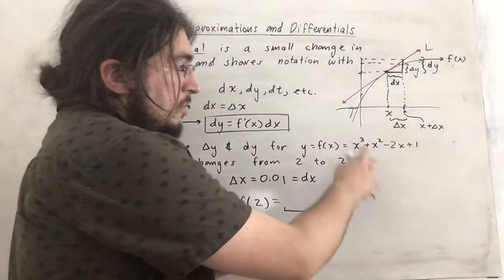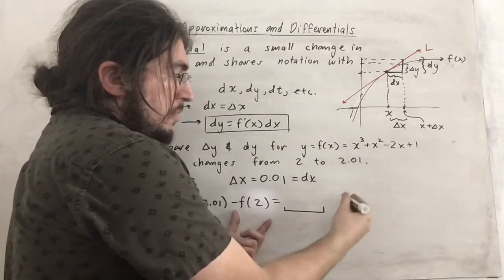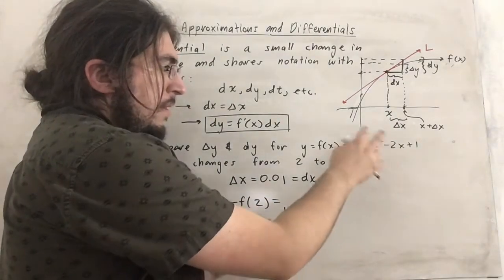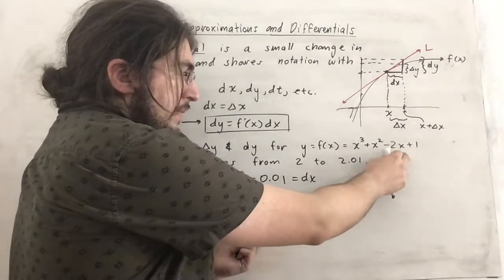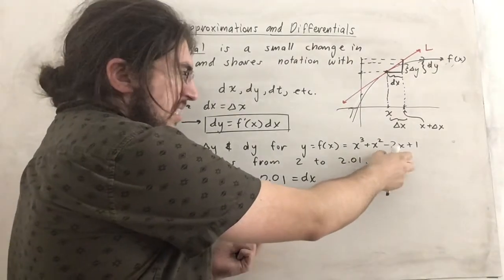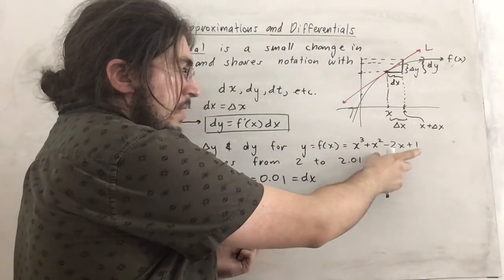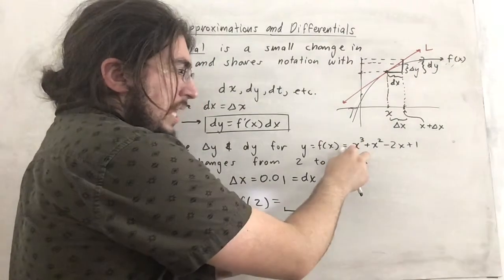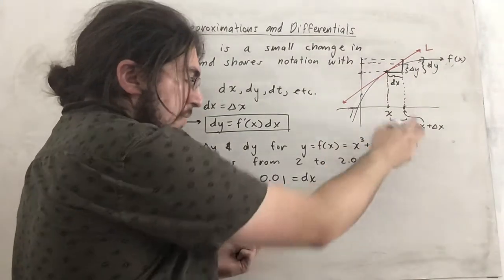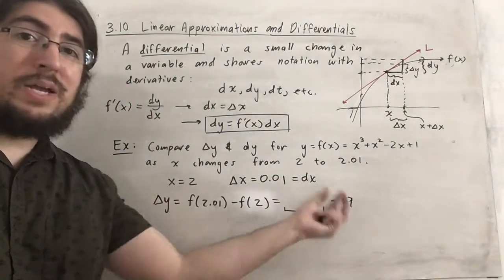So f of 2 is going to be 2 cubed, that's 8, plus 2 squared is 4. So far we have 8 plus 4, which is 12. And then 2 times 2 here is 4, so these cancel out really. 2 squared minus 2 times 2 is 4 minus 4, they cancel. So really we just have 8, which is 2 cubed again, plus 1. Anyways, we get 9.